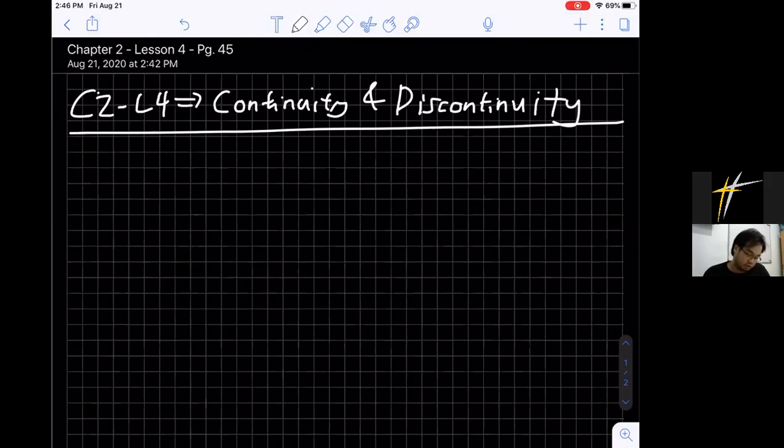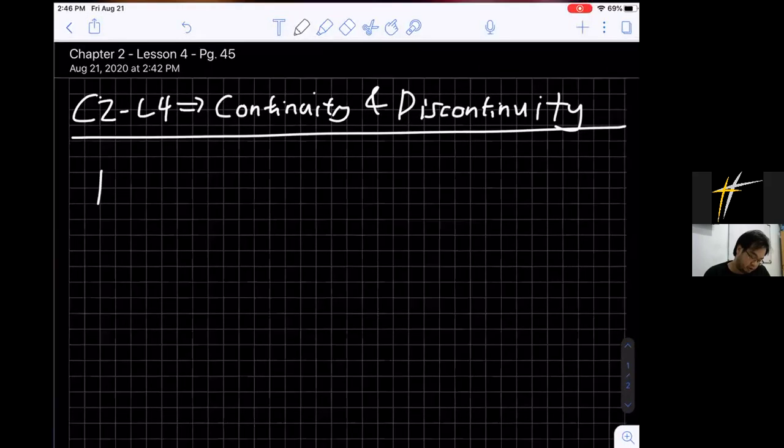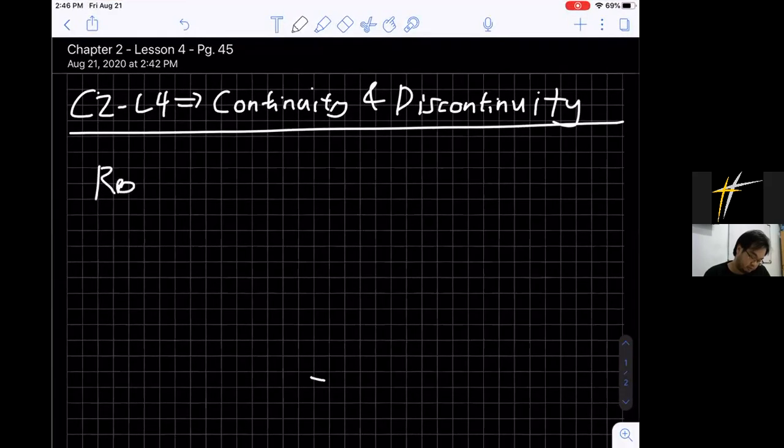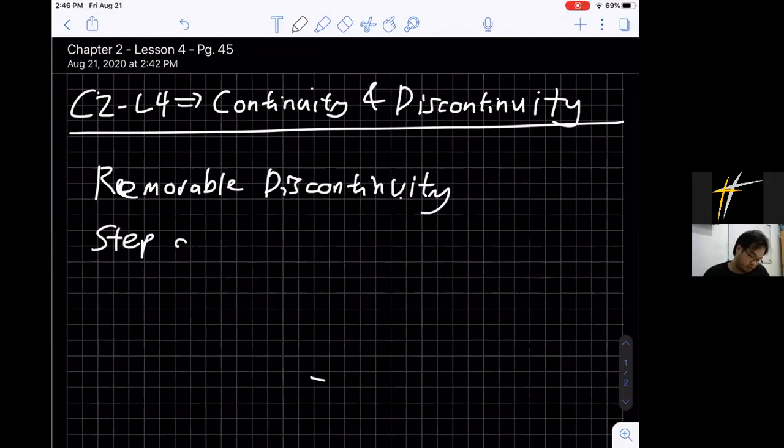So far we have removable discontinuity, and then we have step discontinuity.